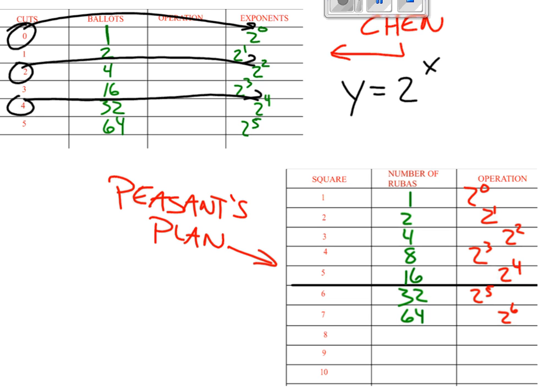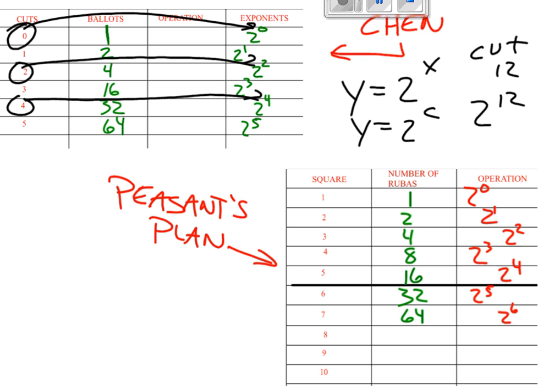Okay? Or y equals 2 to the c, c being the number of cuts. So whatever the number of cuts was, let's say we were on cut number 12, it would be 2 to the 12th power. Okay? Now, see how this Chen's board matches with the peasant's plan. Is it the same? Discuss with a neighbor. Come back in 30 seconds. Is it the same?